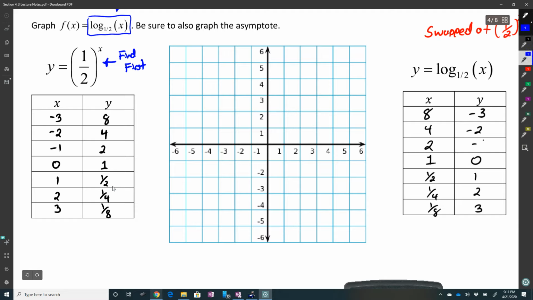So let's plot these points. 8 would help if I actually gave you enough room, right? Let's say 8's over here, -3. So I have a point right there. 4, -2. 2, -1. 1, 0. 1/2, 1. 1/4, 2. 1/8, 3. And you can see when I make my graph, here's my vertical asymptote. It kind of creates itself. And there you go. There's my log.